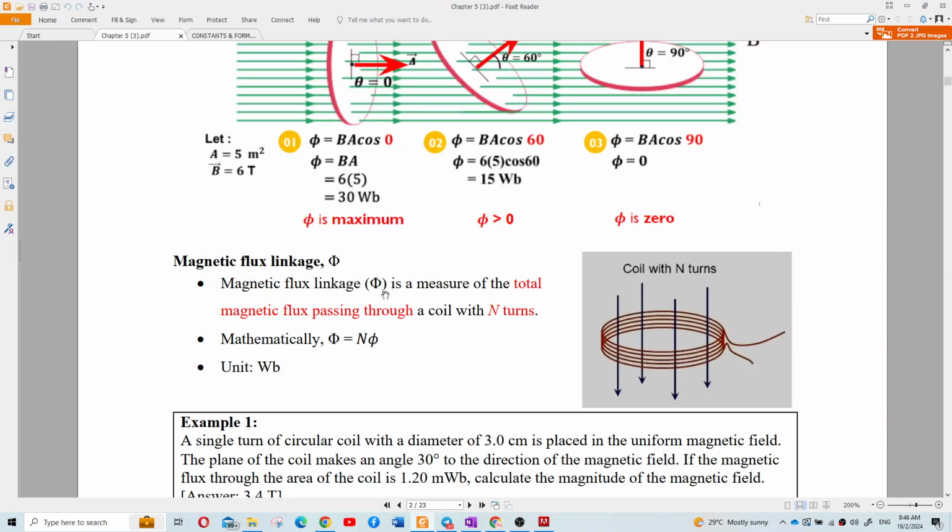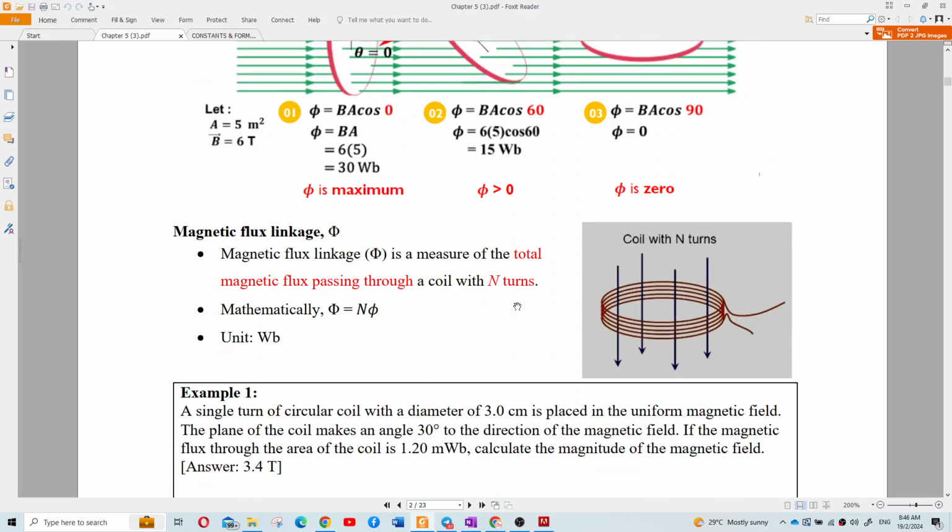So magnetic flux linkage is the total magnetic flux passing through a coil with n turns. Just now we only considered one turn. If you have multiple turns, then you have more flux. Instead of only one area, multiple turns means you have more area. One turn, only one area. If you have two turns, you have two areas. If you have 100 turns, you have 100 times the flux, 100 times the area. So that's called magnetic flux linkage.